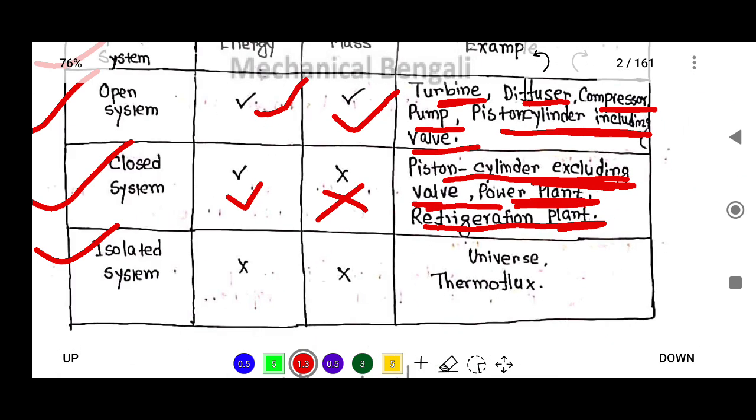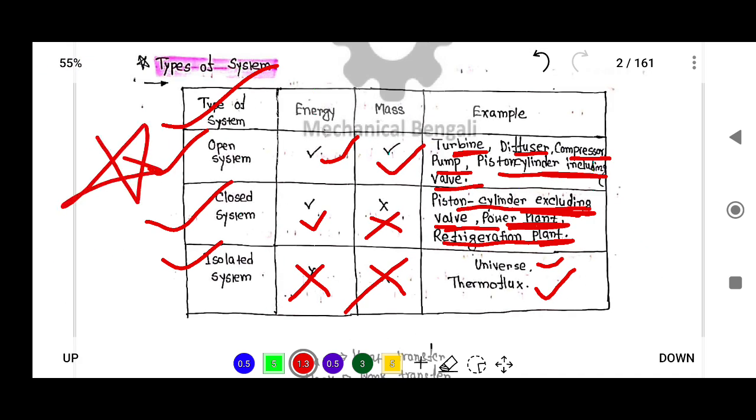Now there is another one, the isolated system. When energy is not transferred through the boundary and mass is also not transferred, both not transferred through the boundary, then this is known as an isolated system. One practical example is a thermoflask. Thermoflask is an example of an isolated system, and the universe is also an example of an isolated system. This is very, very important for SSC JE and other competitive exams.